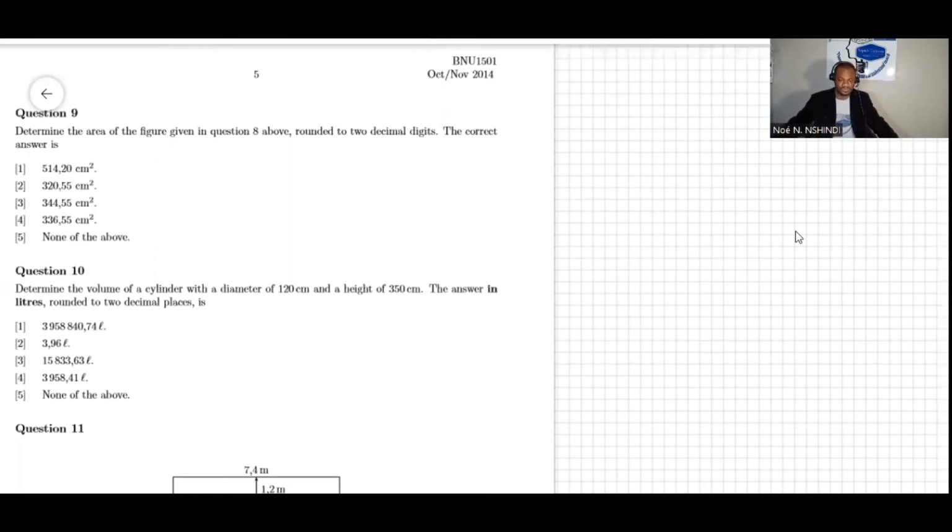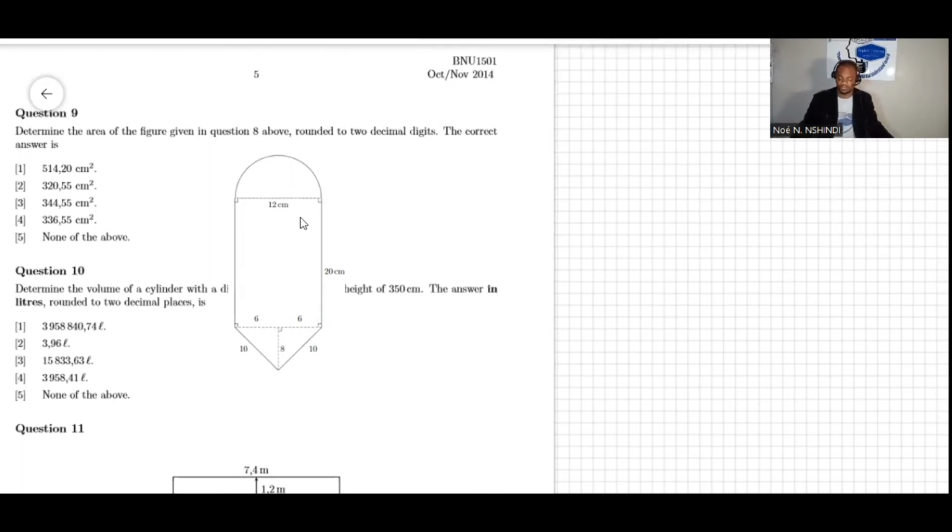The following question is question 9. The question says determine the area of the figure given in question 8 above, rounded to 2 decimal places. Okay, now I prefer to reproduce the same diagram over here. You see, so this is the shape, and then we want to find the area of this shape.